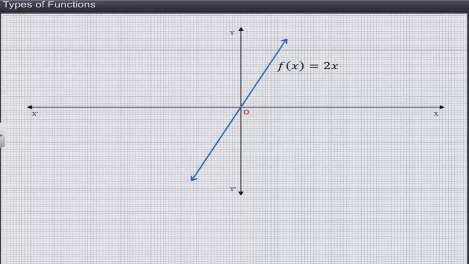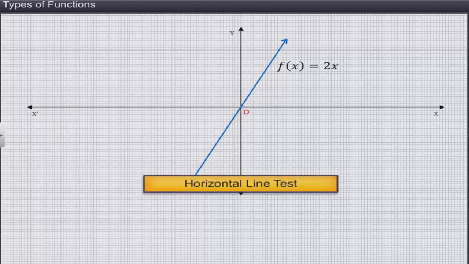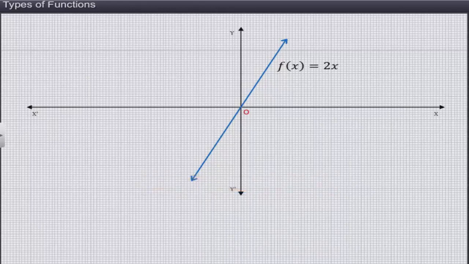This diagram shows the graph of the function f of x is equal to 2x. Given the graph of a function, you can check whether it is 1-to-1 or not with the help of a test known as the horizontal line test. To check the injectivity of the function f of x is equal to 2x, we draw a horizontal line such that it cuts the graph. This line cuts the graph only at one place. Such types of functions are known as 1-1 functions.